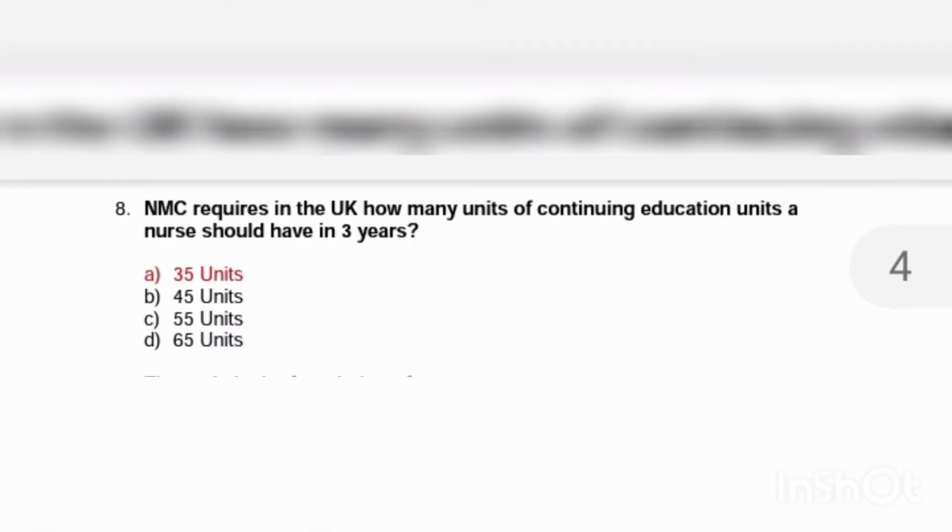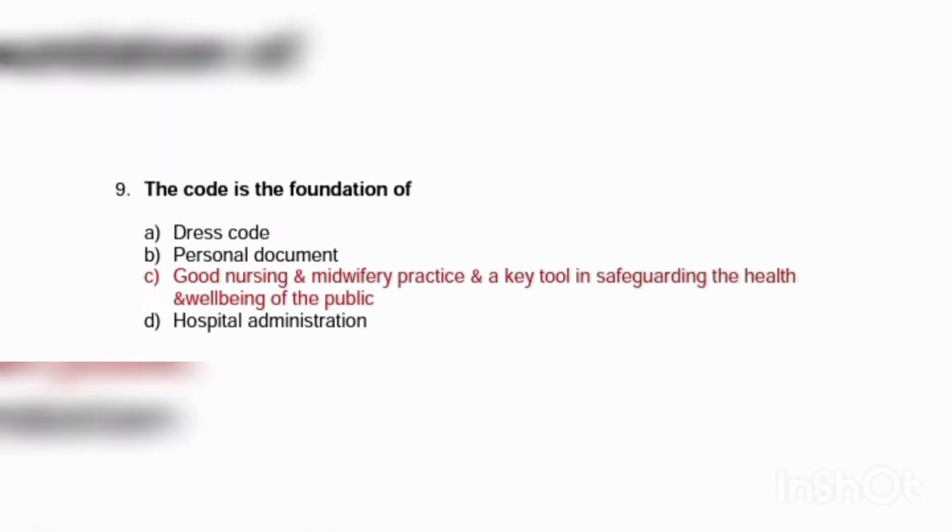NMC requires in the UK how many continuing education units a nurse should have in 3 years? 35 units, 45 units, 55 units, 65 units. Correct answer is 35 units.